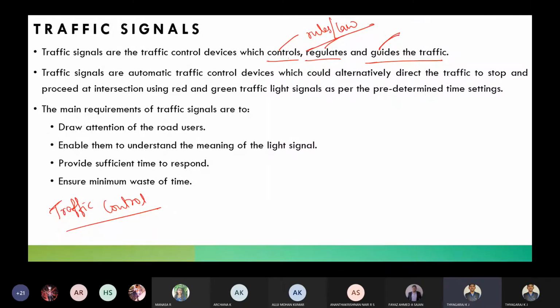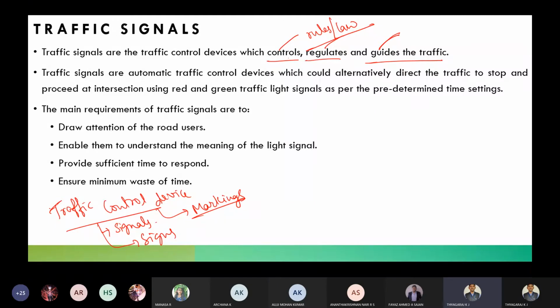So the traffic control devices control, regulate and guide the traffic. The first traffic control device is signals, the second is signboards or signs, and the third is markings. These are the three you have to remember. Traffic signals, traffic signs and road markings are the devices which control, regulate and guide the traffic, and we call them traffic control devices.